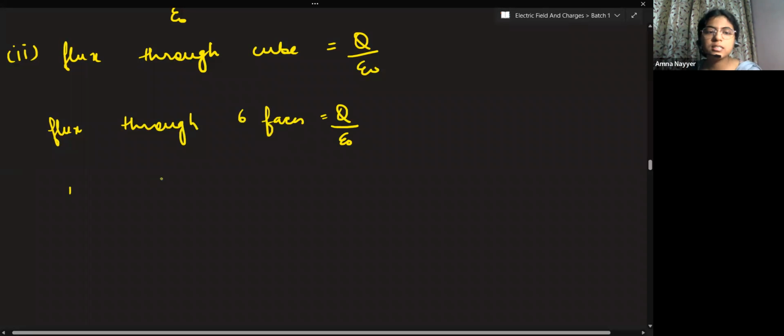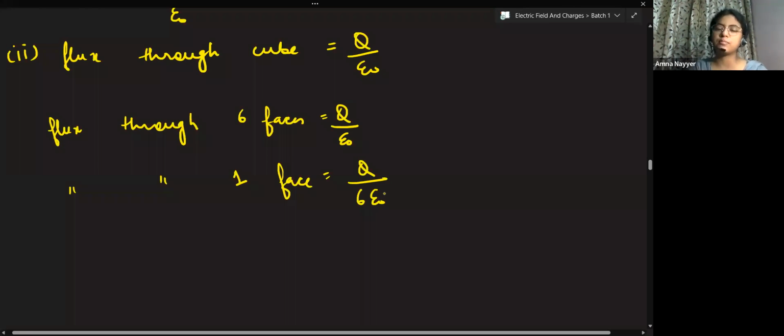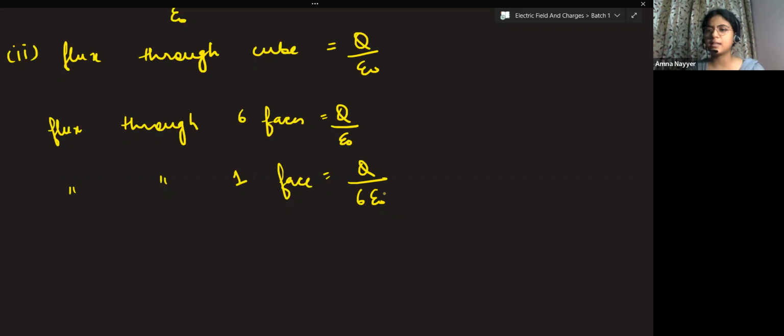So flux through one face, what will it be? Simple unitary method: Q by epsilon naught divided by 6. So this becomes Q divided by 6 epsilon naught. Flux through the cube is Q by epsilon naught, meaning flux through 6 faces is Q by epsilon naught. So flux through a single face will be Q by 6 epsilon naught.